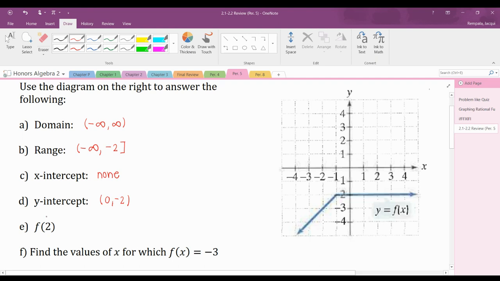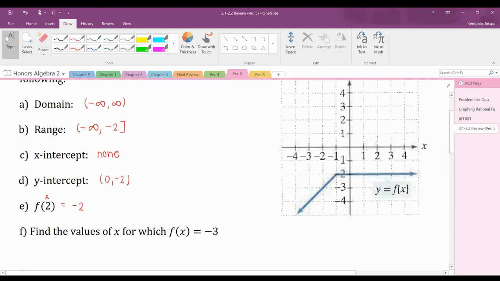In part E, it's asking for us to find the function at 2. So we're evaluating. Remember, the number that's inside is your x value. So I go over to the x-axis and I see where my function is at 2. Well, it's down here at that horizontal line, and it looks like that is going to then be -2, because that's our y value.